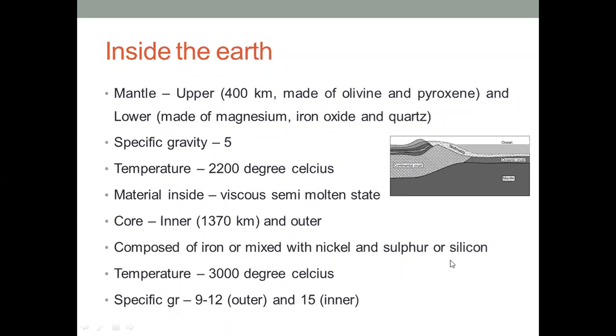iron mixed with nickel and sulfur or silicon. Here the material is different: magnesium, iron oxide, and quartz. Here it is iron and nickel. The temperature here is 2200 degrees Celsius. Here it is 3000 degrees Celsius. And the specific gravity is 9 to 12 in the outer core, and in the inner core it is 15. So that is why I already said in the beginning, the material, temperature and density will all increase as you go deeper into the earth.